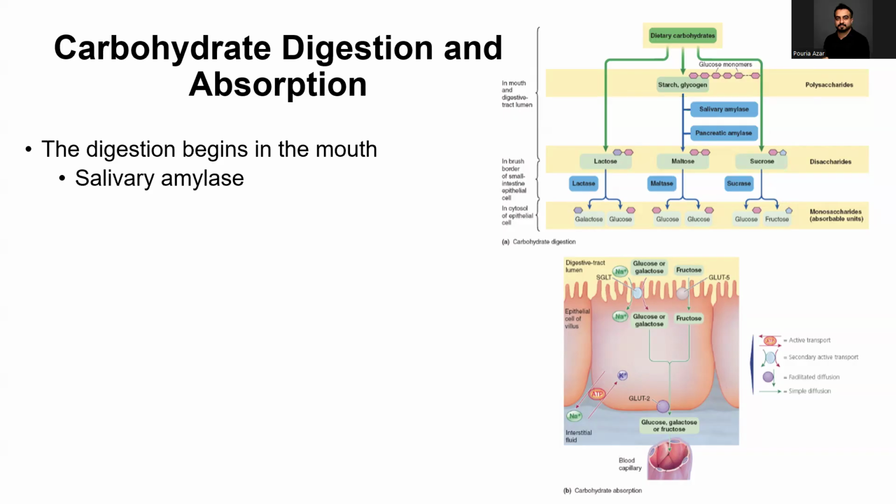We have salivary amylase. Amylase is an enzyme in our saliva that starts breaking down carbohydrates. This enzyme gets inactivated in the stomach, so we don't have any digestion of carbohydrates in the stomach because of the acidic environment inside the stomach. But in the small intestine, we have pancreatic amylase. This is the enzyme that is produced and secreted by the pancreas.